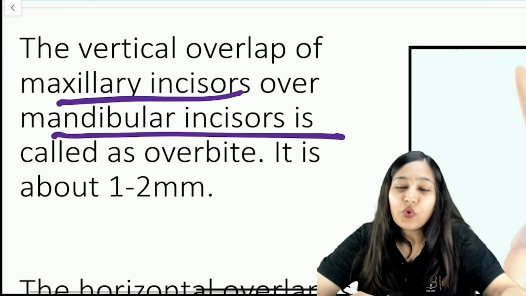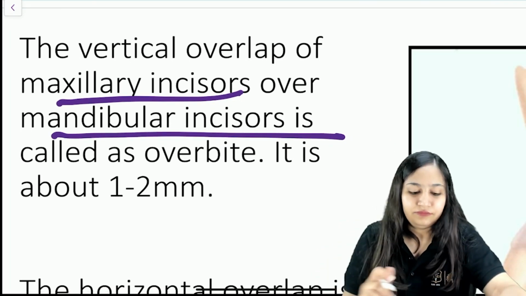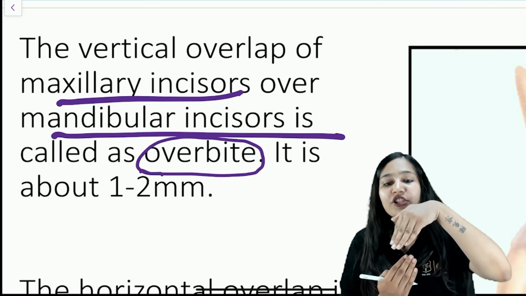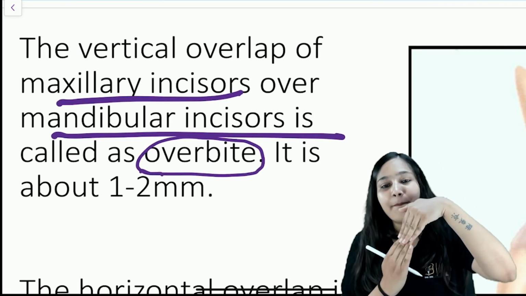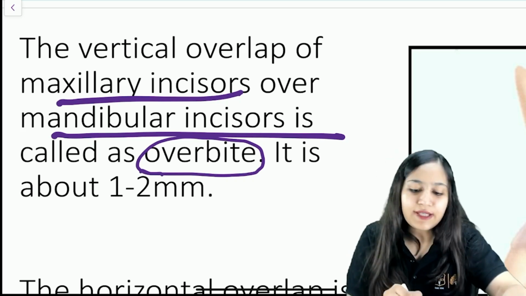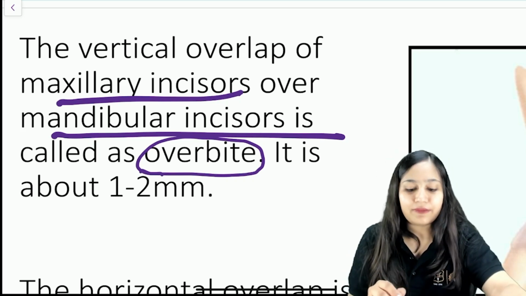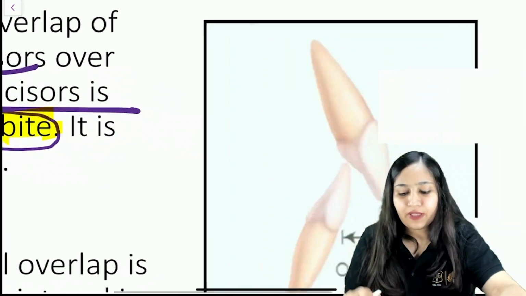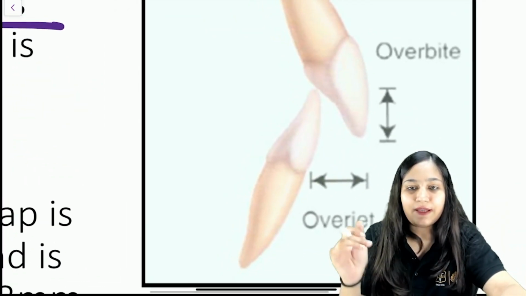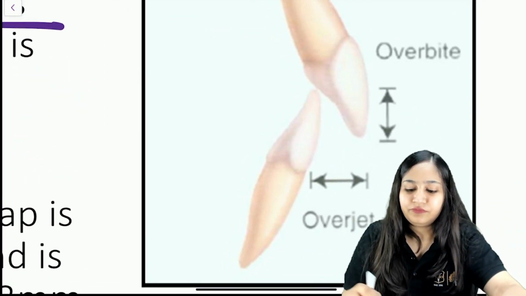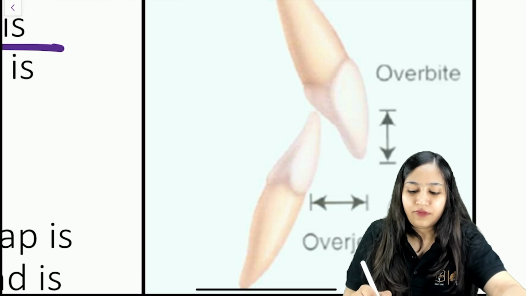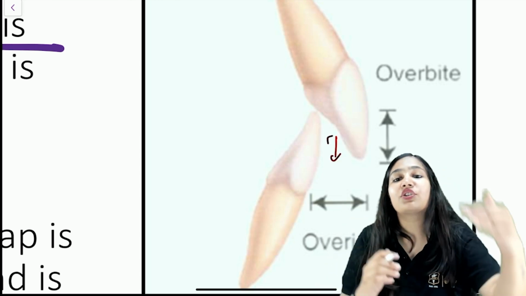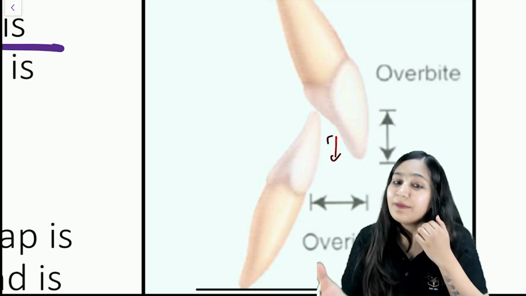It is 1 to 2 mm. It is known as overbite. The relation of maxillary incisor over mandibular incisor is known as overbite. It is about 1 to 2 mm. In this diagram also we can easily appreciate this relation is overbite, the relation of maxillary tooth over mandibular tooth.